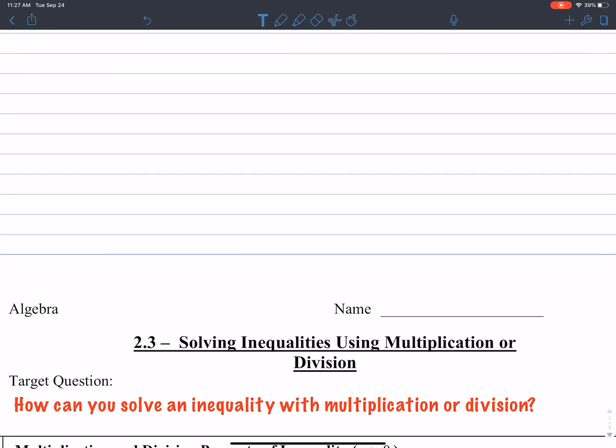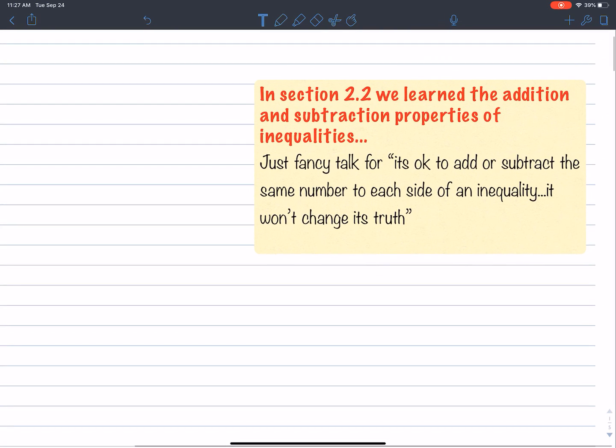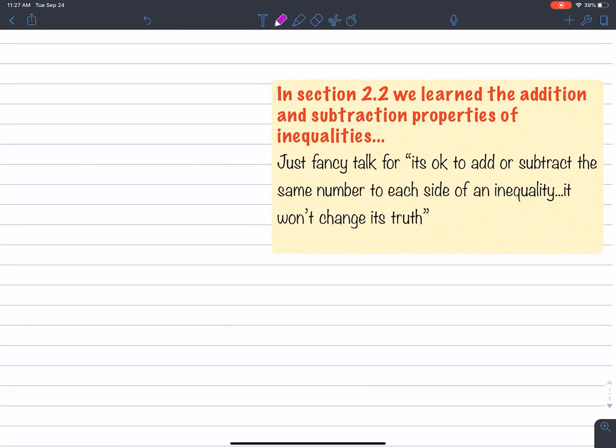All right, so today we're going to cover the notes for section 2.3, which is solving inequalities using multiplication or division. What's a really quick and important review, though, is that in the last section we learned the addition and subtraction properties of inequalities. So for example, if we start with an inequality we know is true, like 14 is greater than 5.